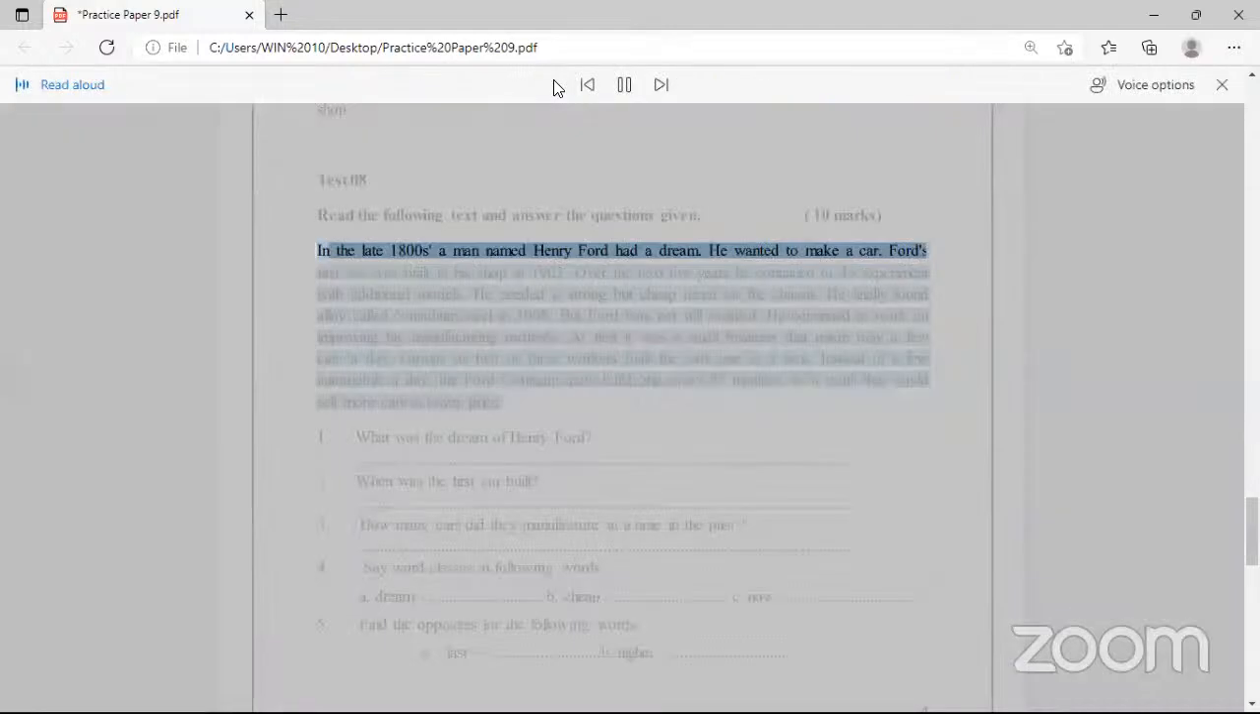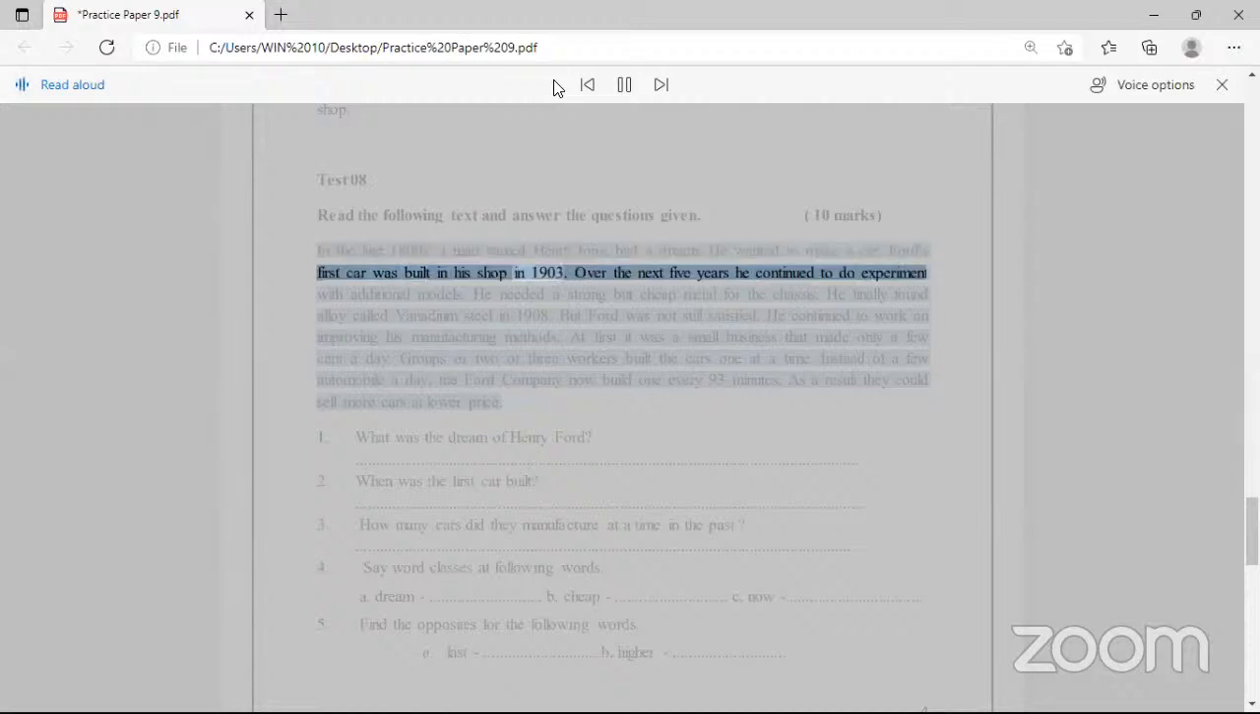In the late 1800s, a man named Henry Ford had a dream. He wanted to make a car. Ford's first car was built in his shop in 1903. Over the next 5 years, he continued to experiment with additional models. He needed a strong but cheap metal for the chassis.